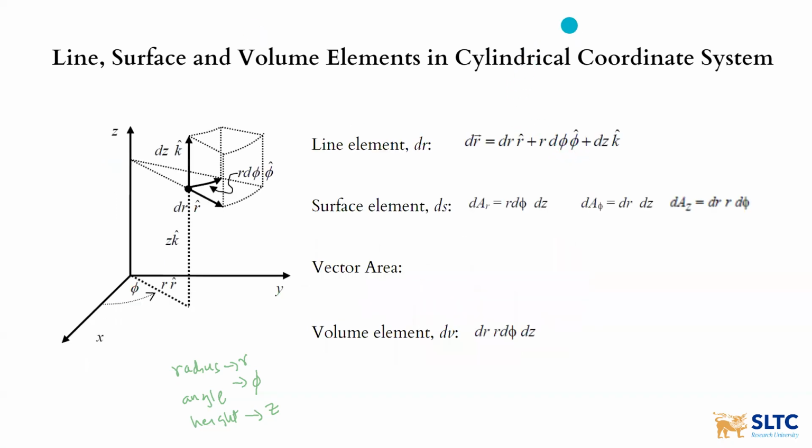The cylindrical coordinate system also has predefined line elements, surface elements, vector areas, and volume elements. The line element we can find by taking the vector that we can draw from a certain point to another point in space when we move an infinitesimal distance along each of the coordinate axes. So when we are taking the line element, we are moving a small distance along each of the axes we are considering.